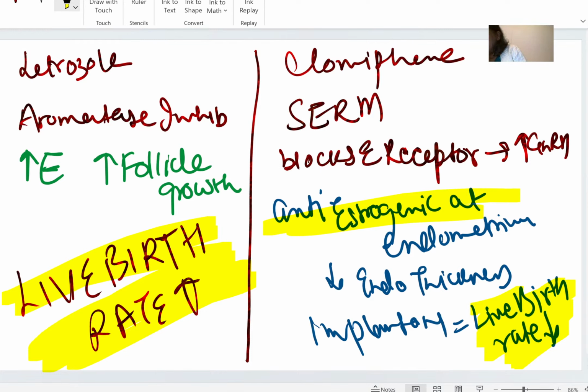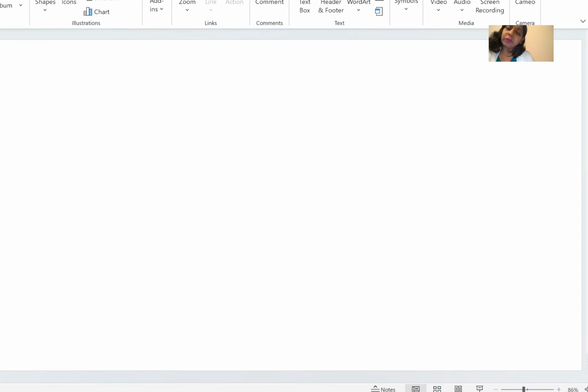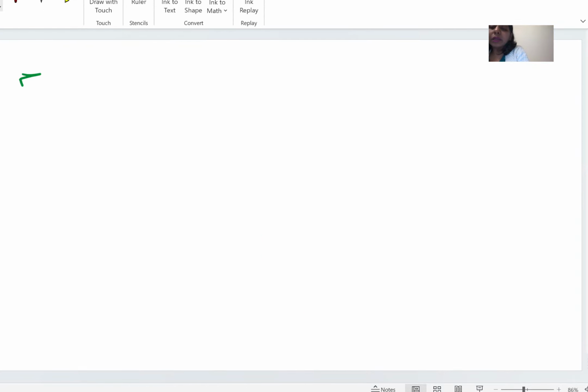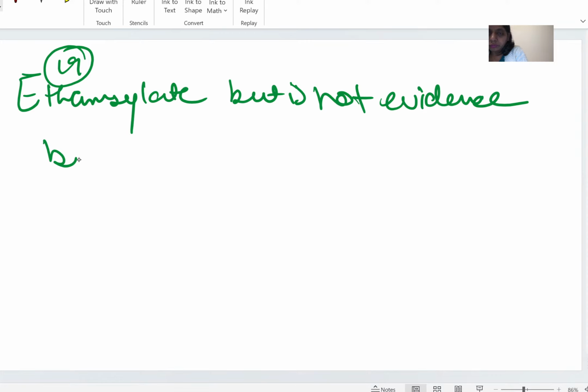Is it okay? Any other query? Ethamsylate. Any other query? Ethamsylate is not an evidence-based treatment. Ethamsylate can be given, but it is not an evidence-based treatment. Is it okay, Dr. Sumit?